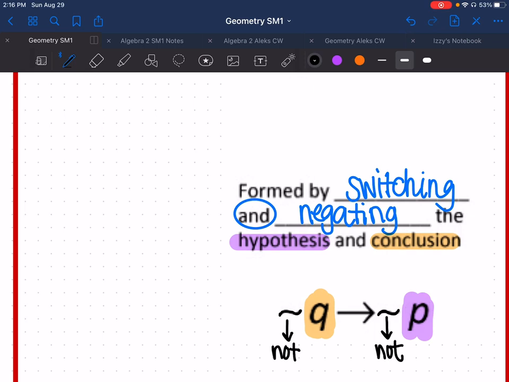So we're going to go ahead and do both of them. We're going to change the order. We're not going to change the structure. Remember, if and then stay where they are. The comma and the period stay where they are. It's the words for the hypothesis and conclusion that are going to switch and become the negation. They're going to become the not.